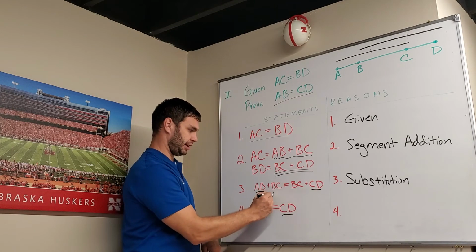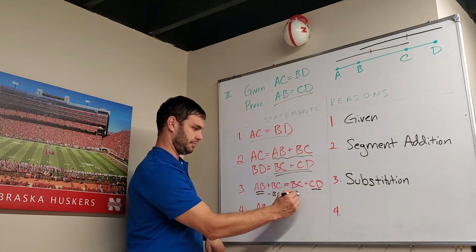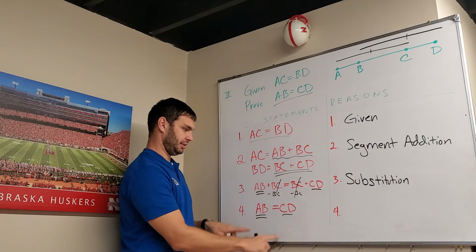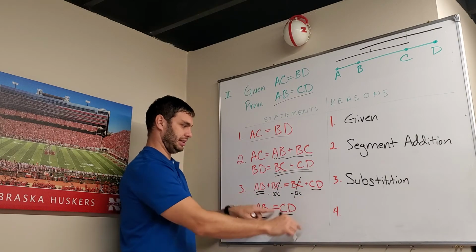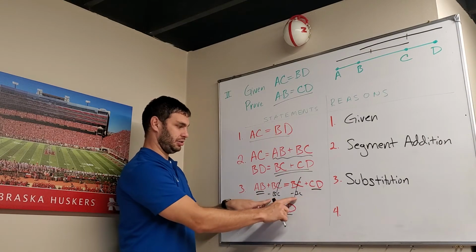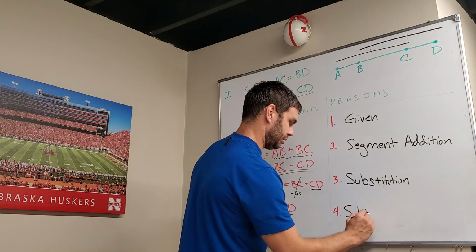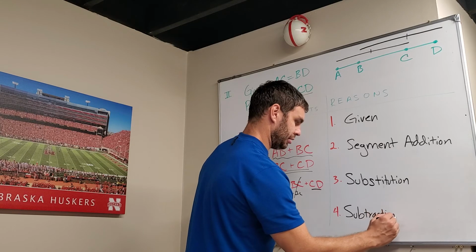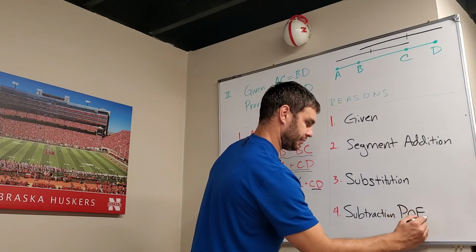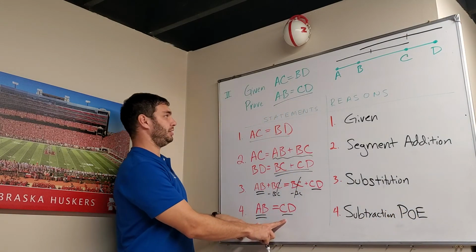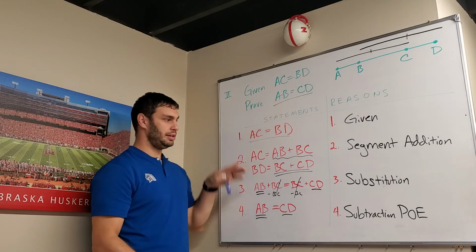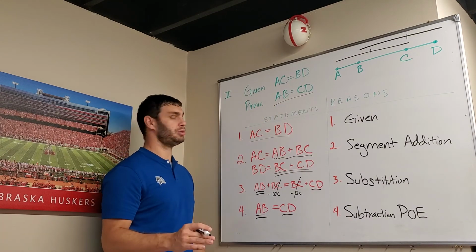All right, and then both these sides have BCs on them. So what if I subtract BC on both, and those cancel? That would leave me with AB equals CD. So what do I do to get to this step? I use the subtraction property of equality. Okay, and did I get what I wanted to prove? I sure did. So therefore, this proof is done.